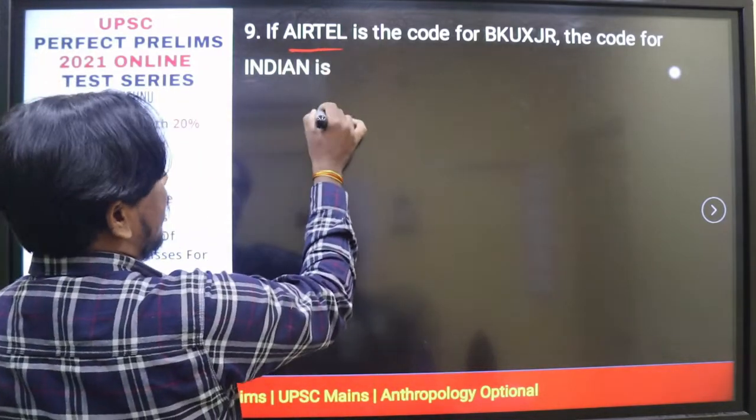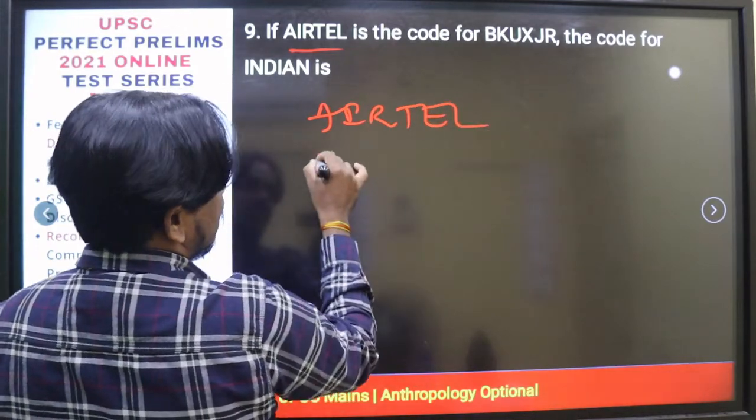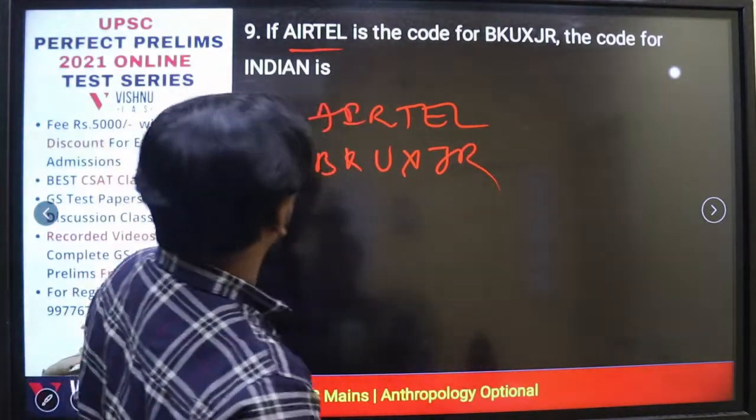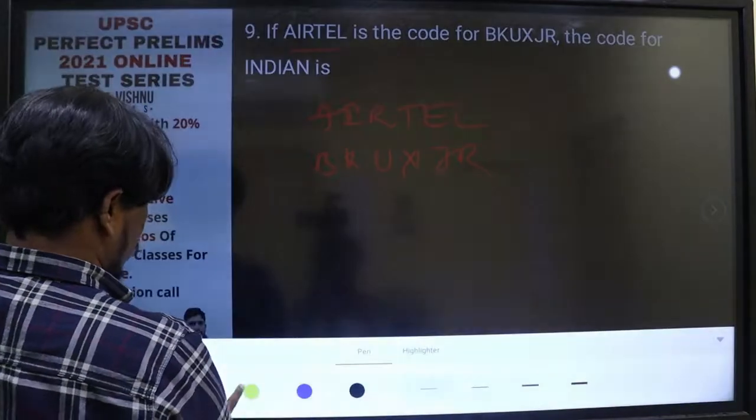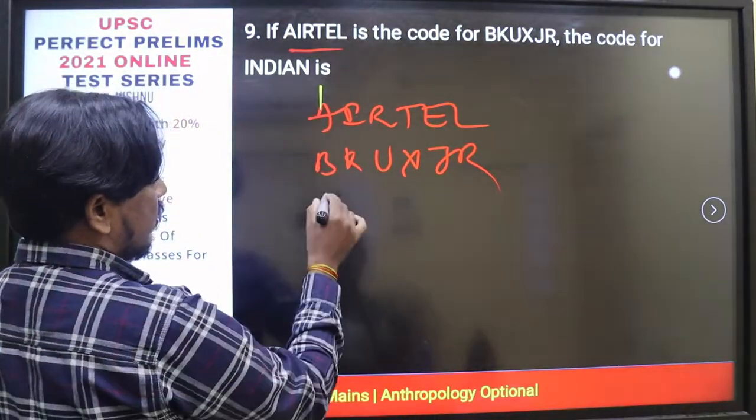Now if you observe another question here, Airtel is a similar pattern. Airtel is coded as BKUXJR. See, what is the code for another word, we can find out. Just understand this pattern. What is the pattern here? A1, B2.